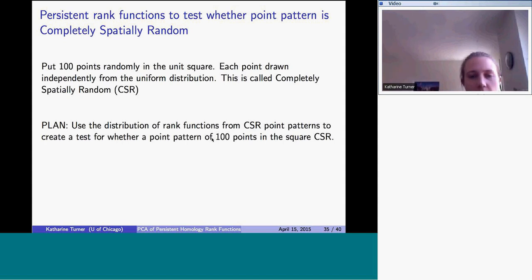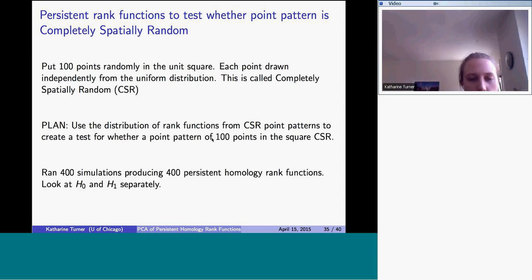Use this to test. I've fixed the number of points at 100 in the unit square. I'm going to do it in a Monte Carlo fashion, at least in this exploratory stage. I'm going to run 400 simulations of picking 100 points randomly. Each of these 400 simulations produces a persistent homology rank function, so I've effectively sampled this distribution of rank functions 400 times. I look at the rank functions for H0, and the ones for H1 separately.